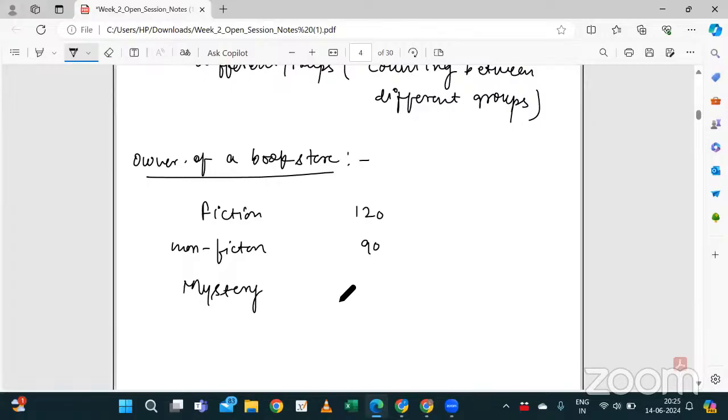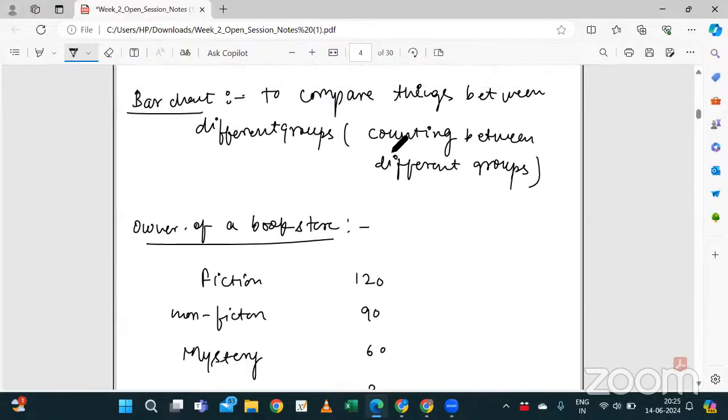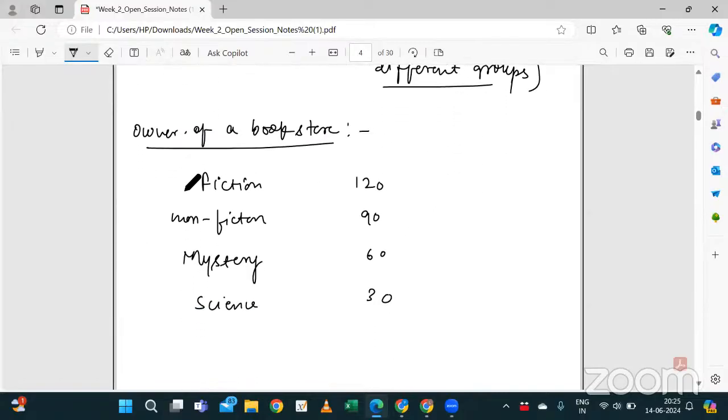Okay, suppose 60 books have been sold. Okay, science-based books, suppose 30 books have been sold. Suppose this is the data you need. Then what does a bar chart actually show? Bar chart, I told you, right? Counting between different groups. So these are the 4 groups you have: fiction, non-fiction, mystery, and science, with the counting.